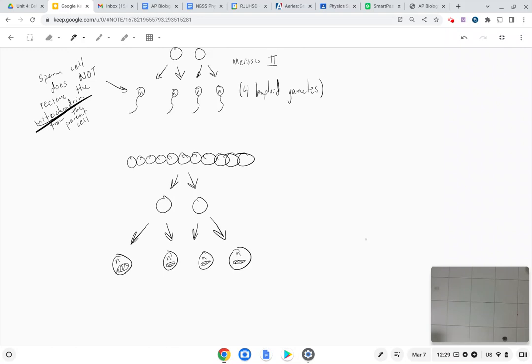All right. So we're going to say that eggs do receive mitochondrial DNA. So what we can conclude, you guys, is that mitochondrial DNA is always inherited from the mother.